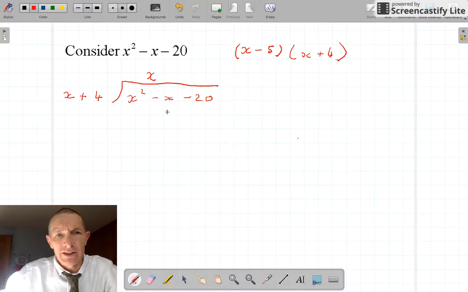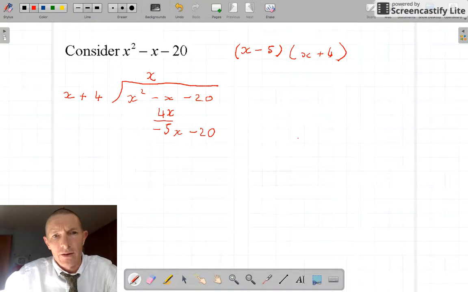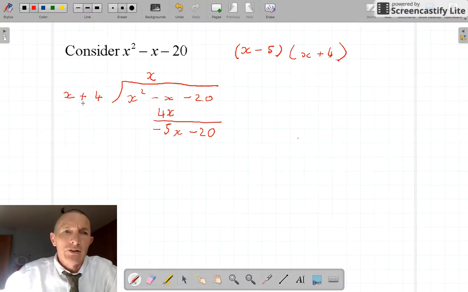And I'm going to write it underneath this x here. So it's 4x underneath here. And I'm going to do this x take away 4x, giving me minus 5x. And we just slot down this last number here, which is minus 20. Then we're going to do minus 5x divided by x, which gives me minus 5. Then we're going to do 4 times minus 5, which gives me minus 20.